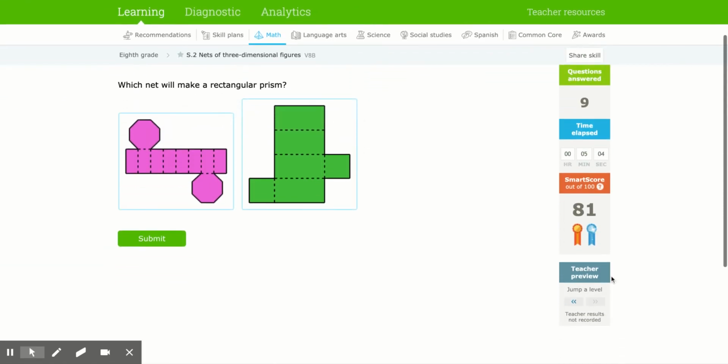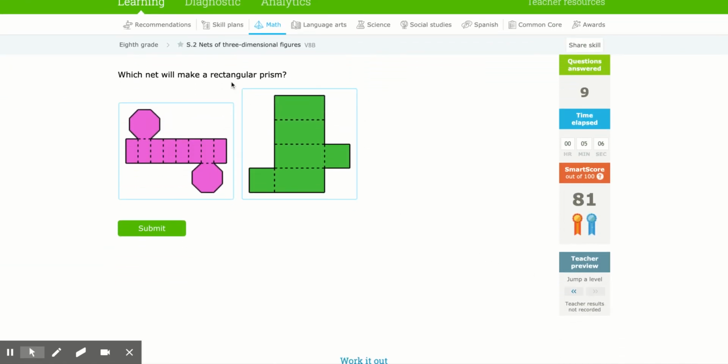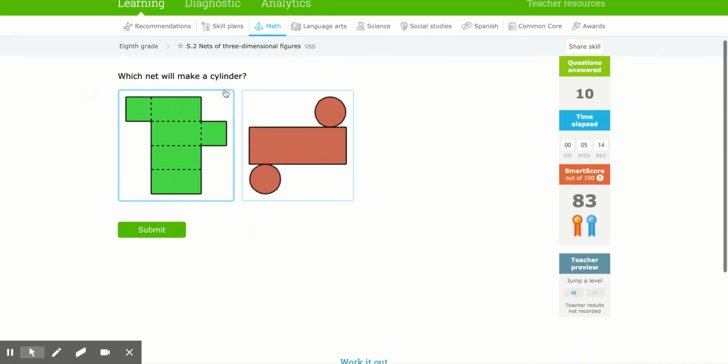If you have any questions on, which net makes a rectangular prism? Rectangle, that ain't a rectangle, that's a rectangle. So again, they're going to start giving you names. So a cylinder, cylinders don't have sides, and the dotted lines mean those are separate sides, so it's going to be the cylinder.